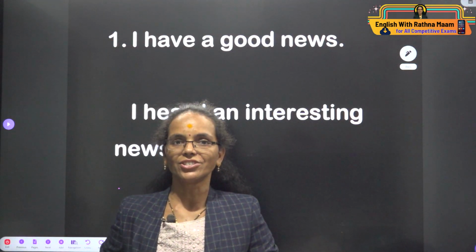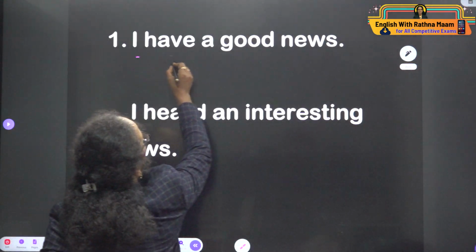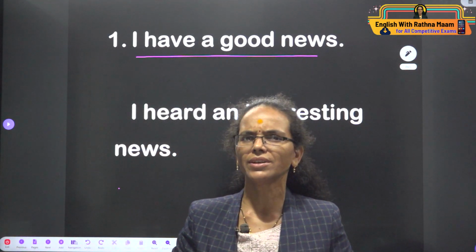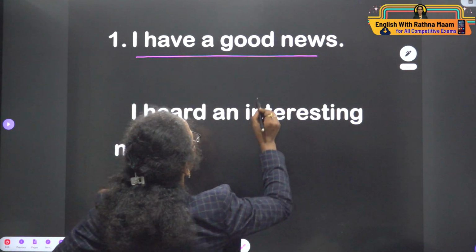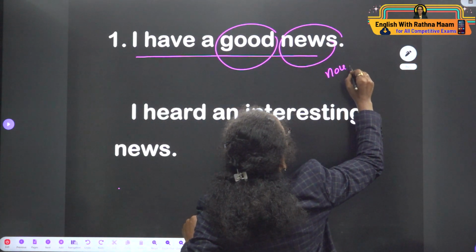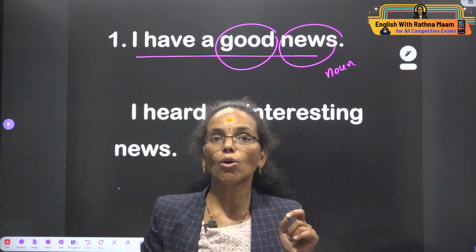Here is the first question. We'll see where the mistake is in this. I have a good news. Can we say I have a good news? See, good news. Good is an adjective. News is a noun. But news is an uncountable noun.